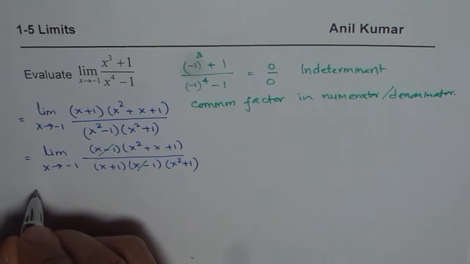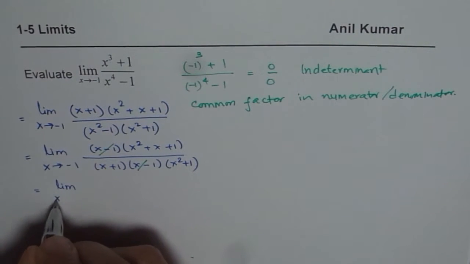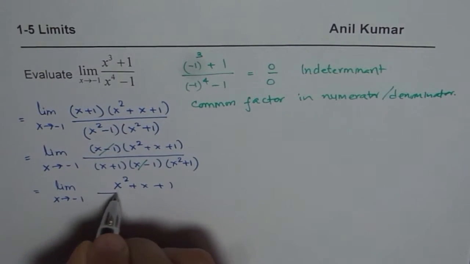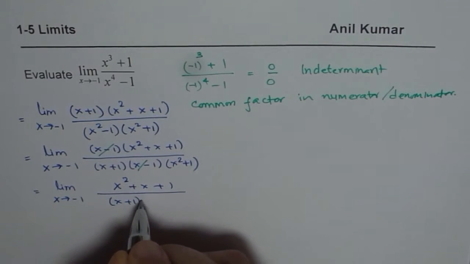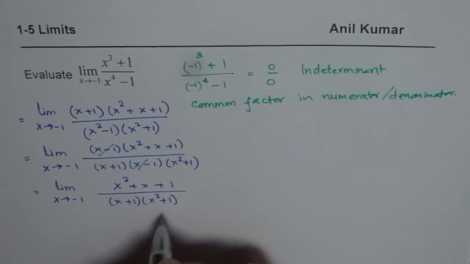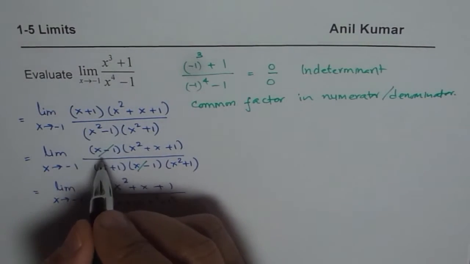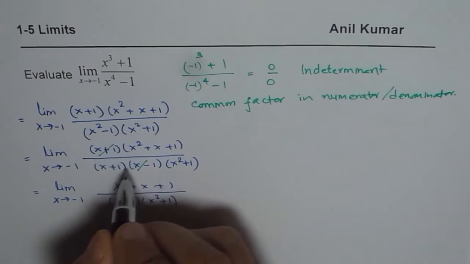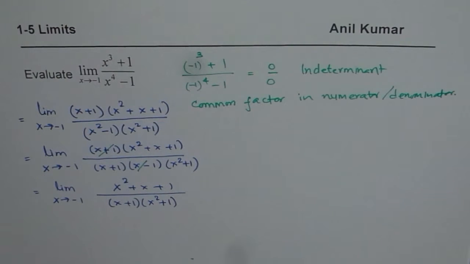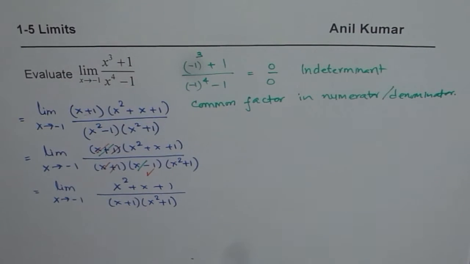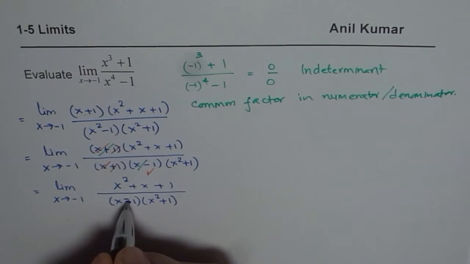So once we cancel, we get here the limit as x approaches minus 1. The numerator is x squared plus x plus 1, and the denominator is x plus 1 times x squared plus 1. I'm sorry, this was x plus 1 which gets cancelled, not that factor. Okay, there was a typing error. x plus 1 gets cancelled, this remains, right? There is x plus 1 here. So what remains is x minus 1.